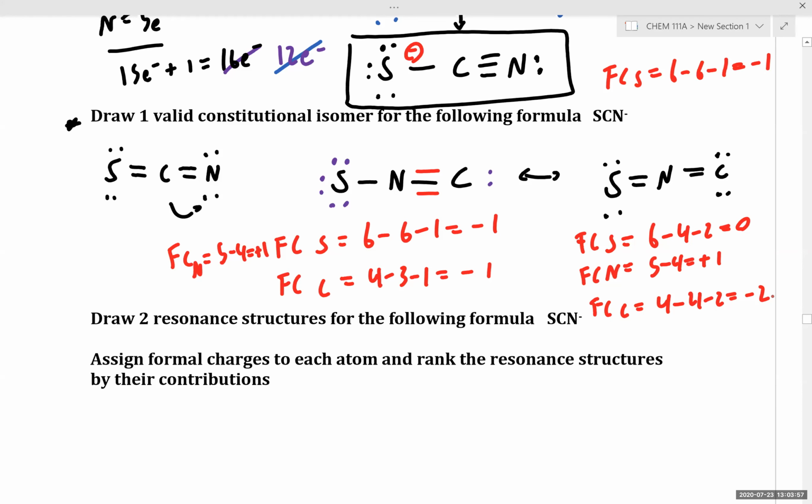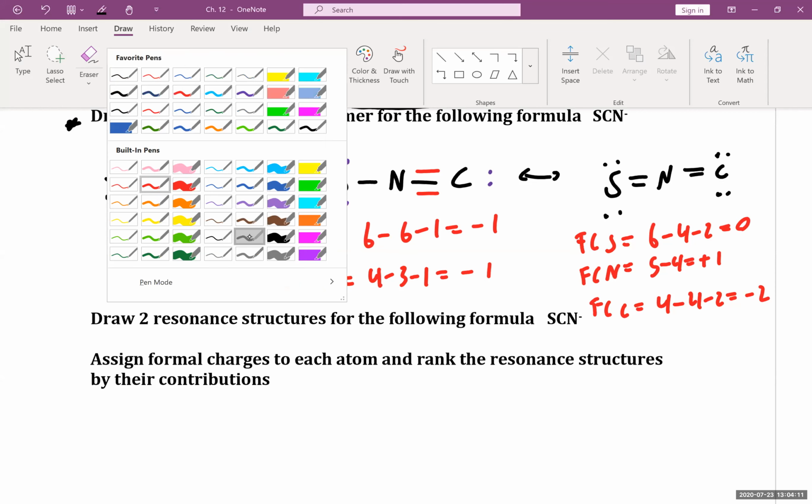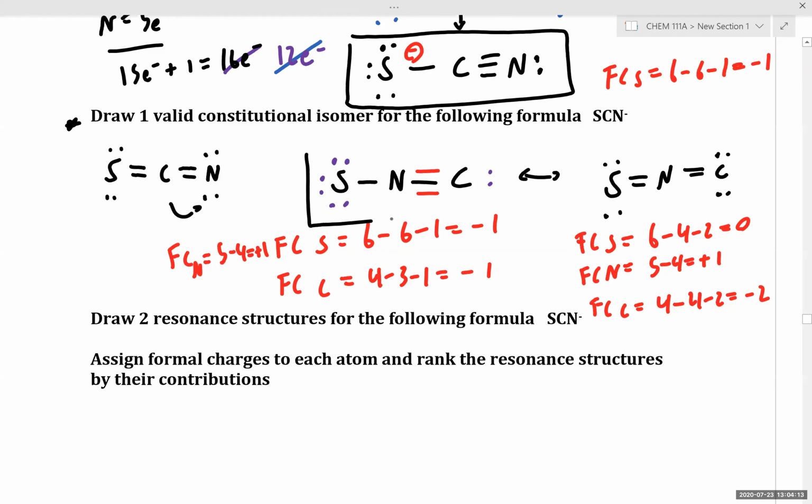Now, in general, do we prefer structures with large formal charges or small formal charges? Small, yep. So this first structure is preferred because we have the smallest possible formal charges, and we are placing our negative formal charges on the more electronegative elements.